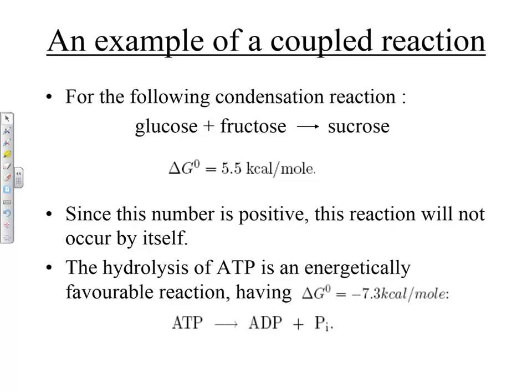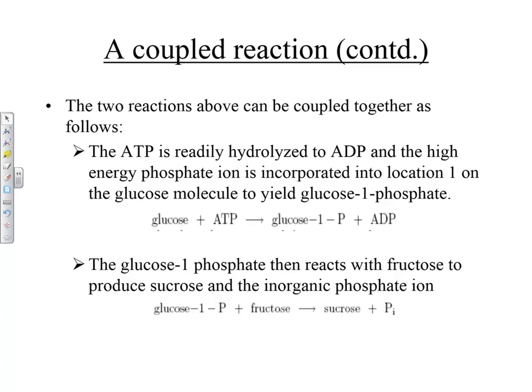That's minus 7.3 kilocalories per mole. So you break ATP, you get ADP, the diphosphate, and the inorganic phosphate ion is released. So there is a possibility that you might be able to couple this reaction along with this one to produce sucrose from glucose and fructose. And that's exactly how the body does it. So the two reactions can be coupled together as follows.